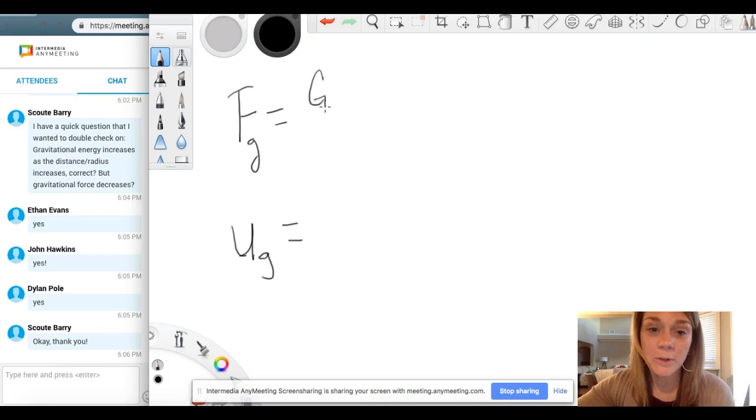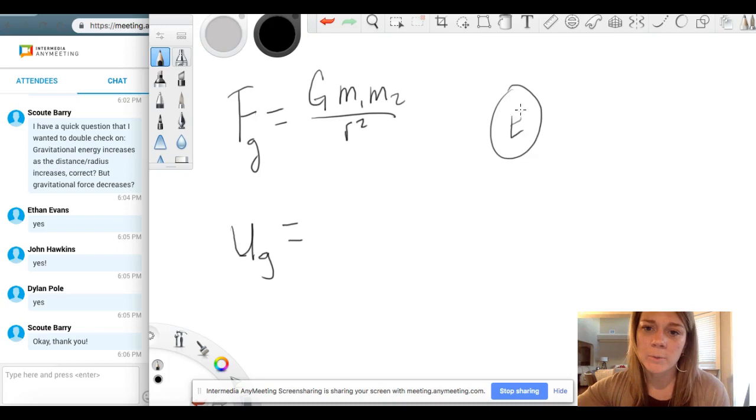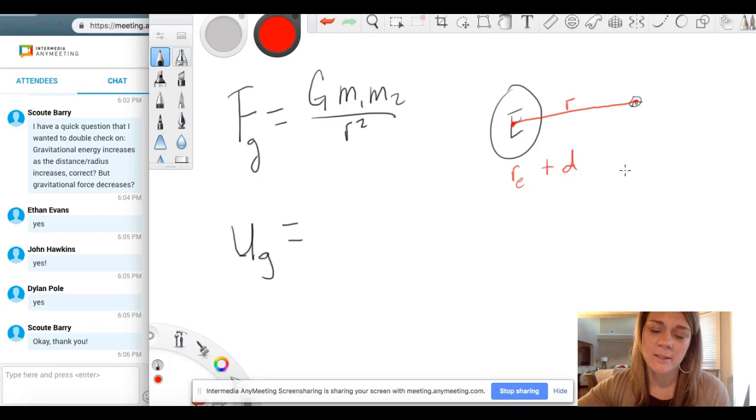Gravitational force is the gravitational constant, mass 1 times mass 2, over the distance between the centers squared. So if this were the Earth and this were the Moon, then R would be the distance between their centers. So from here to here, that's going to be the R distance. You've got to take into account the radius of the Earth plus the distance between the two objects plus the radius of the Moon. And that gives us the force.